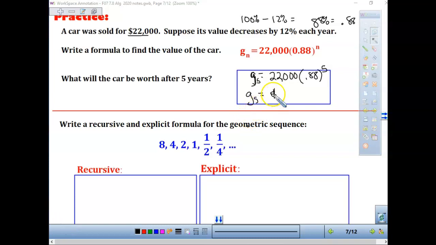Sierra, what'd you end up with? 11,610.10 cents. Thank you. Because we are looking at that.